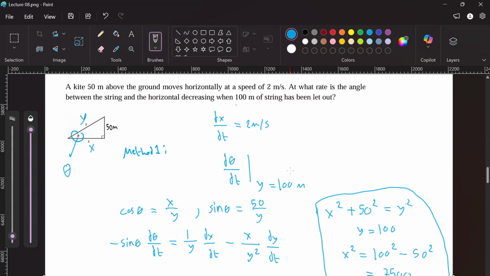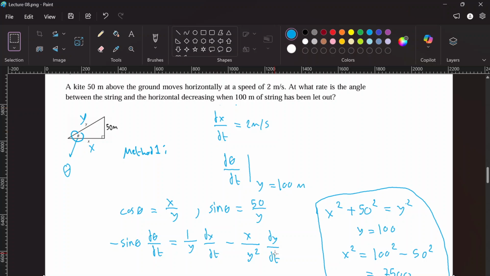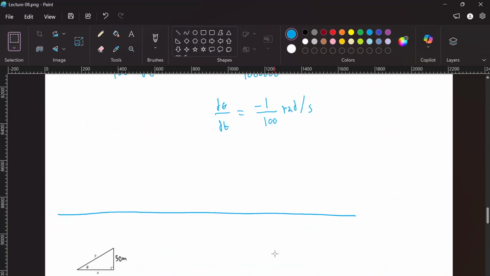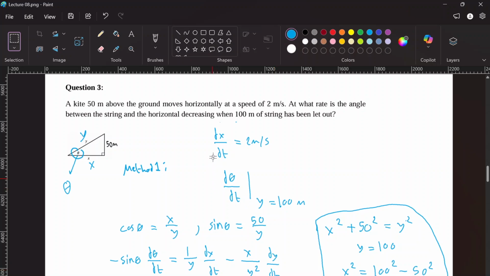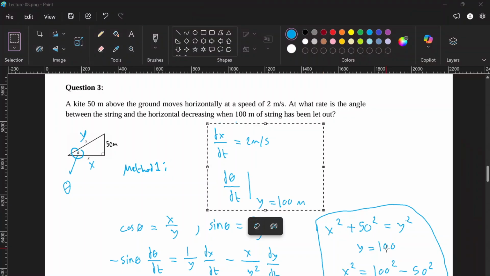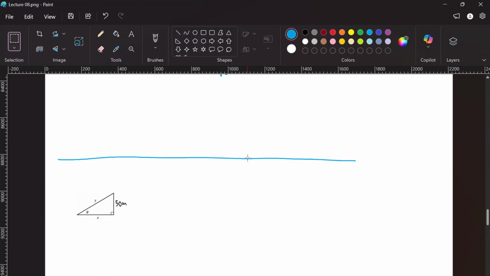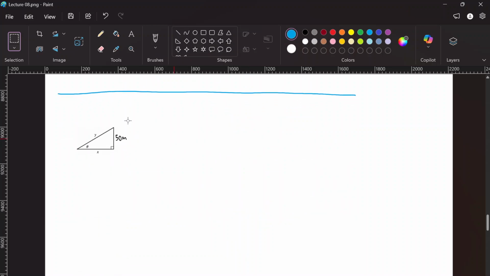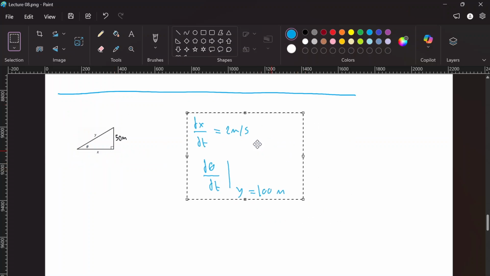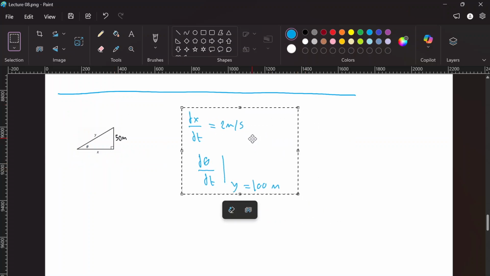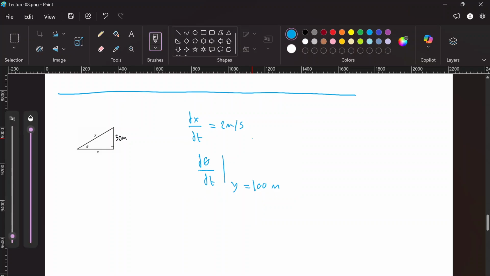But I will take the given information again. We need to write them again. So yes. Now what do you think? What is the easier method?